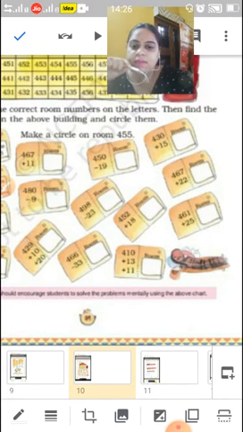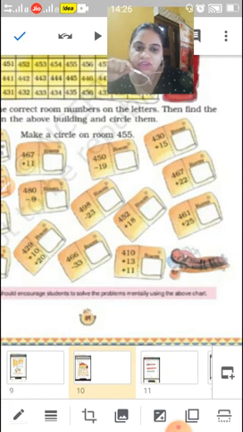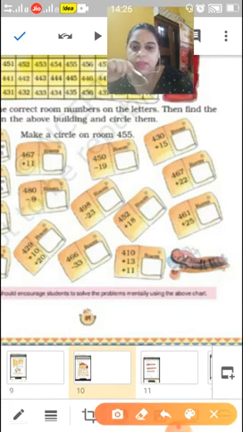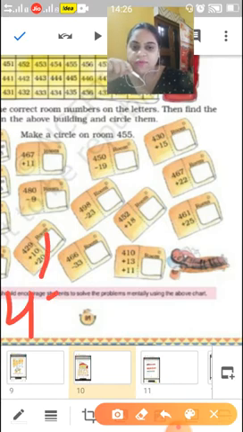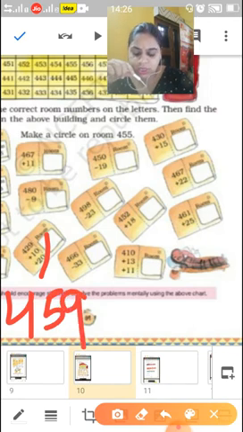429 plus 10 plus 20. So children, what will come? That is 459. Here will come 459.